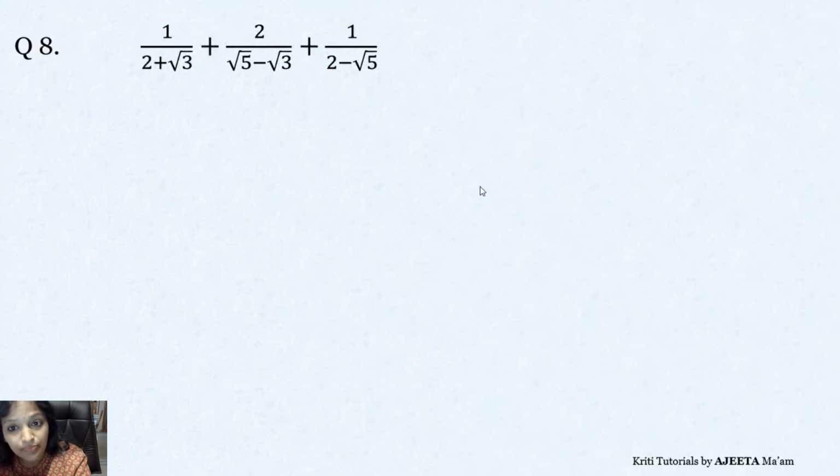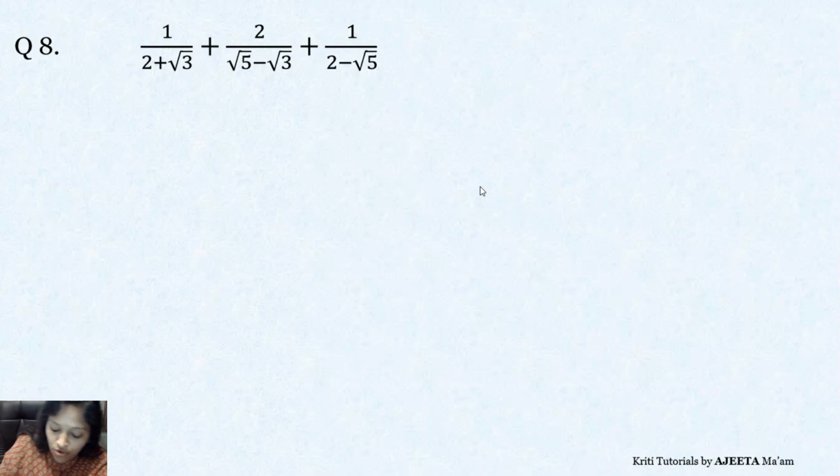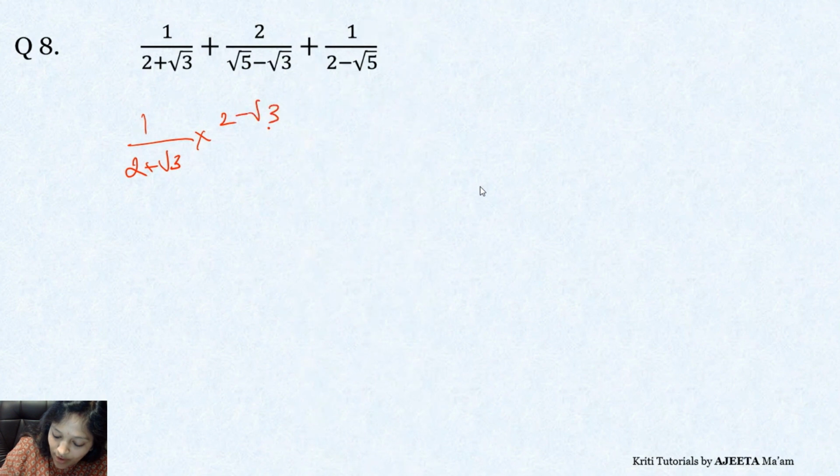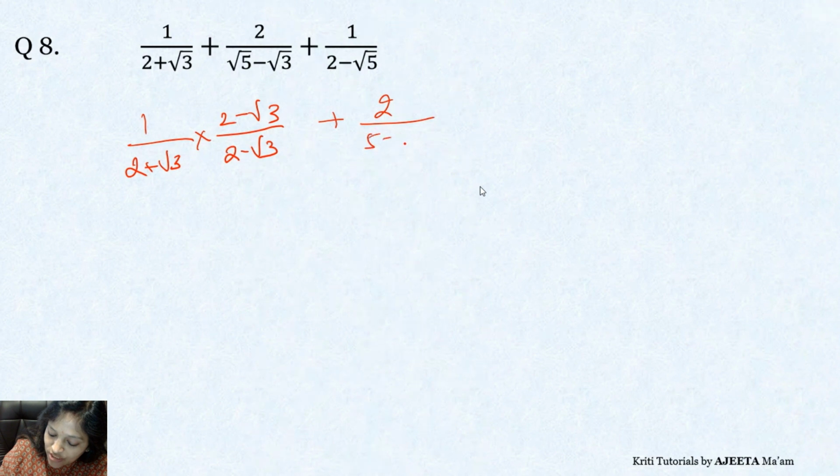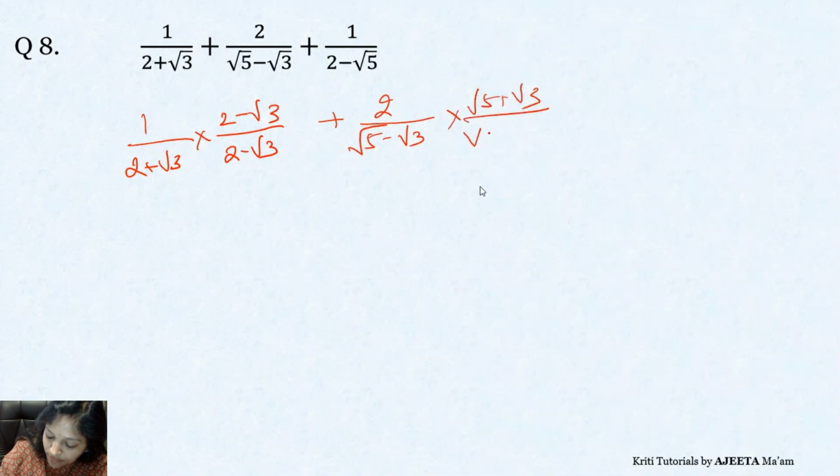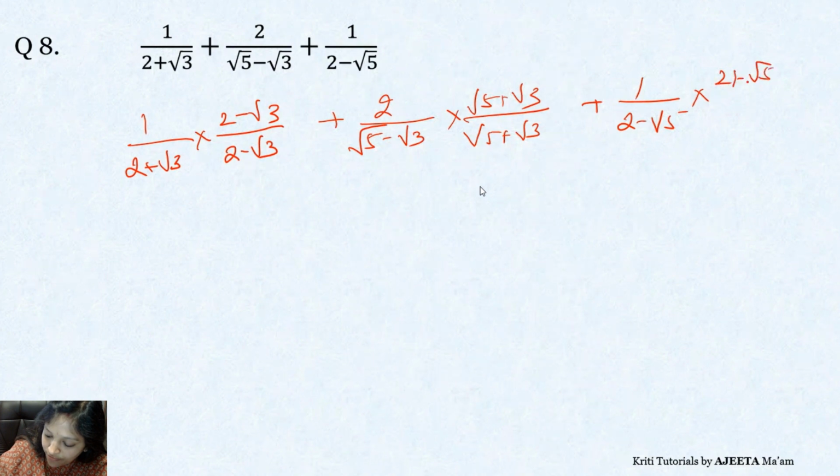Now see this case. Now there are three numbers in addition. Here we have to rationalize the individual terms. Do not take the LCM directly. That will create a problem for you. So now we have to rationalize the individual terms, and then we are going to add them. So the first one we will rationalize with 2 minus root 3. Then for the next one, we are going to rationalize with root 5 plus root 3. And for the last term, we are going to rationalize with 2 plus root 5. Correct? Now, let's move on.